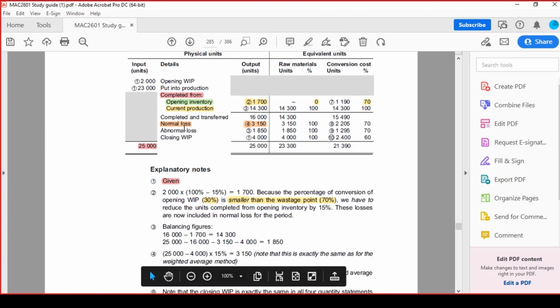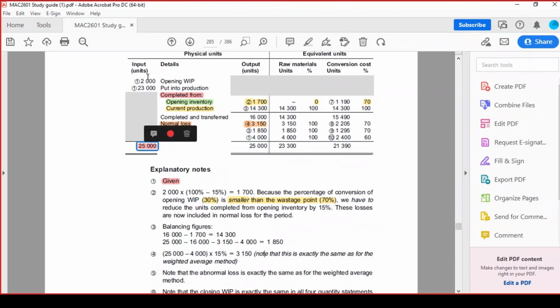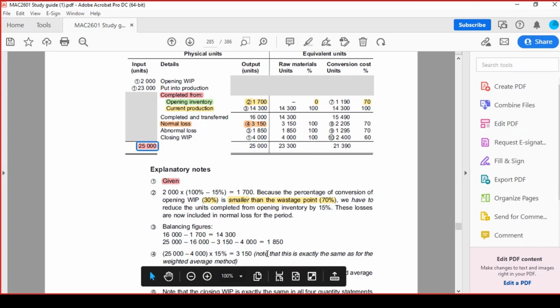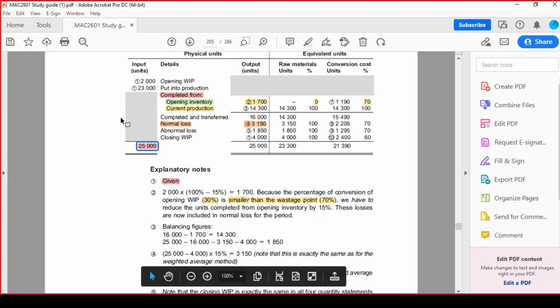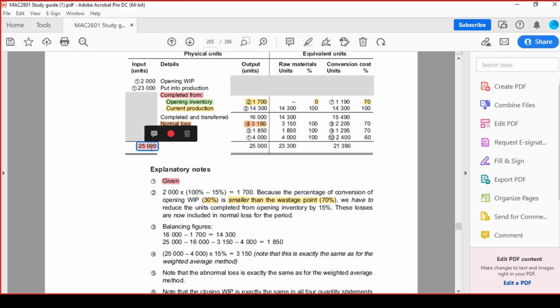One more time. Normal loss. How we've been doing those are the rules for normal loss. When you start calculating your normal loss, you start by getting your whole input units, being the 25,000. Then you ask, where's my wastage point? It's at 70%. Then you start the rule of what do I keep and what do I deduct. Number one, opening WIP. The rule says that if my percentage of completion of opening WIP is greater than or equal to my wastage point, I must deduct it from this input. Is my 30%, being the opening WIP, greater than 70%? No, it's not. Therefore, I'm not deducting this 2,000 from here. I'm keeping the 25.